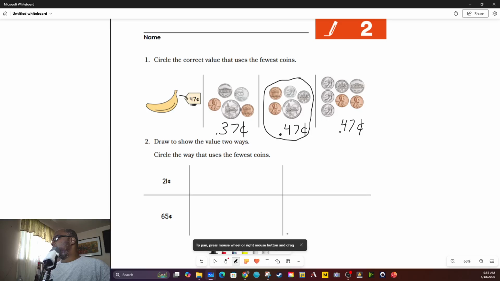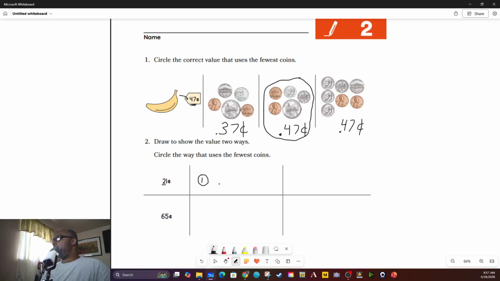All right, now this is where it comes in, where they have to know what the coins are, and secondly, how much the coins are worth. So the direction says draw to show the value two ways. Circle the way that uses the fewest coins. We have 21 cents. Well, look at your ones place and just have them draw a circle for each coin and just put the number 1 right there. How many tens do I have? You have 2 tens.